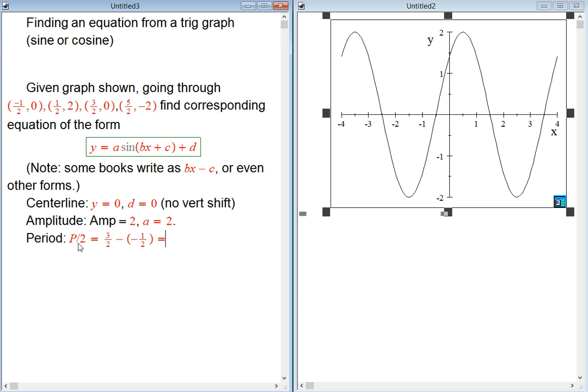And that's 2. And so period equals 4. Now, what do we actually want? We want the b coefficient in front of the x here. Okay, so that means we have to just remember how that relates.